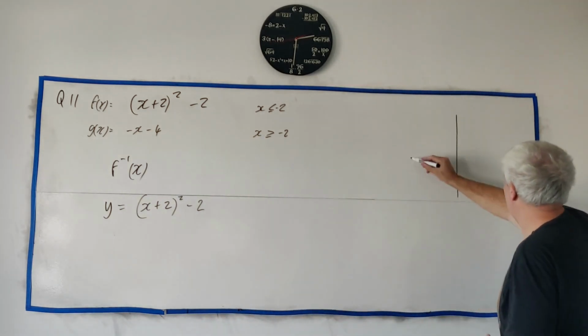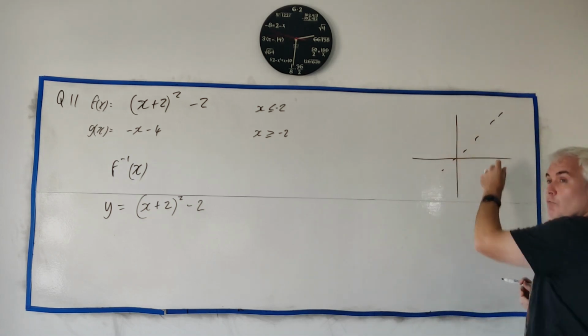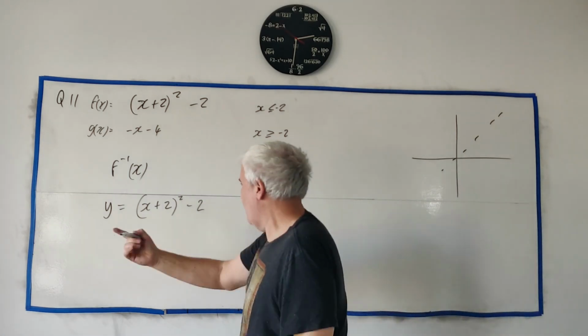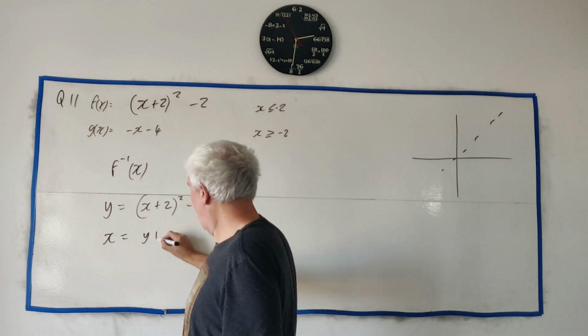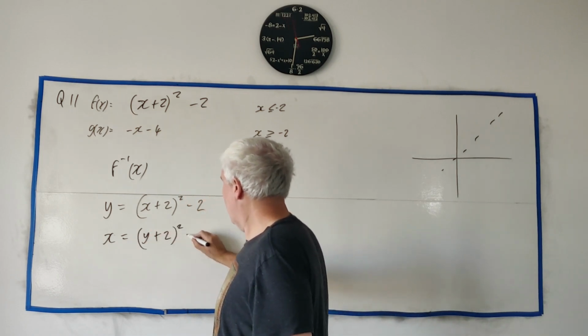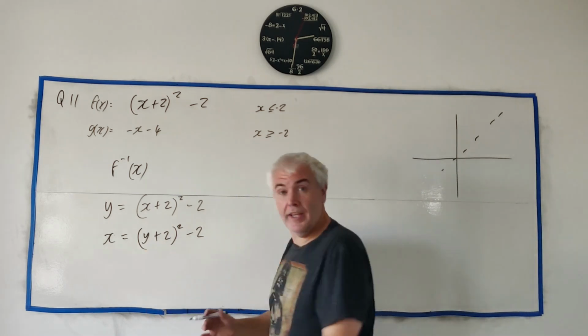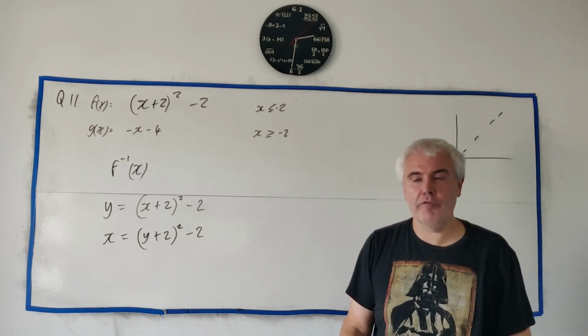We also think of it as mirroring through the y equals x line. That's x and y changing places. So I like to do it at the start. You can do it at the end though. So x is equal to y plus 2 squared minus 2. Then what we want to do is we want to rearrange this so y is on its own. Get y out in front. Then that'll be our new function.